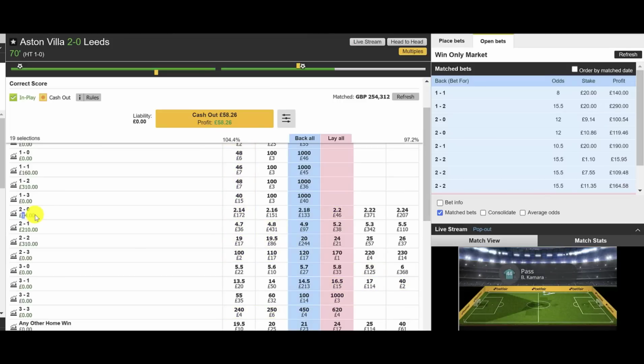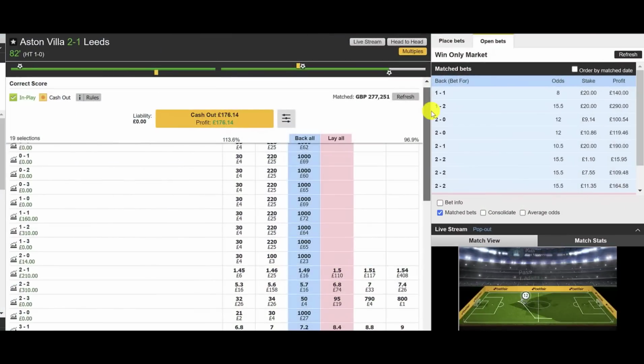But I've got the match on the TV, so I can see that Leeds are really pushing. So look, if we can get Leeds on the score sheet, that'll bump up the profit nicely. I think it's the best decision to go for right now. Either way, the risk is gone from this. Let's see what happens. It's Aston Villa 2, Leeds 0, 70 minutes on the clock.